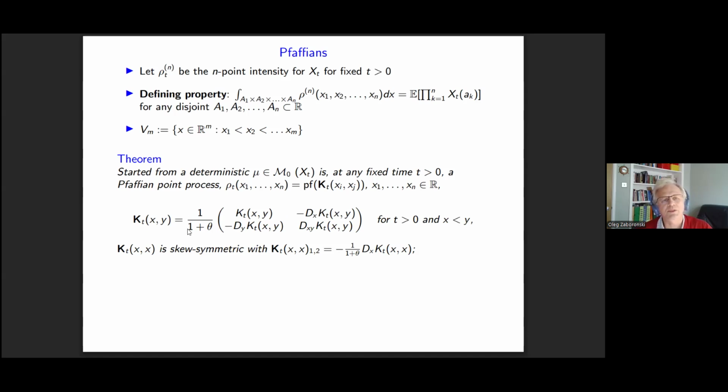Here we see our theta parameter, which governs the strength of annihilation. The 2 by 2 matrix is built out of derivatives of a single function of two variables on V2. Here dx stands for the derivative with respect to x, and dxy stands for the second derivative with respect to x and y.